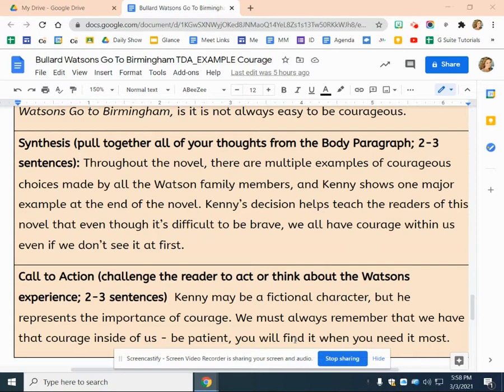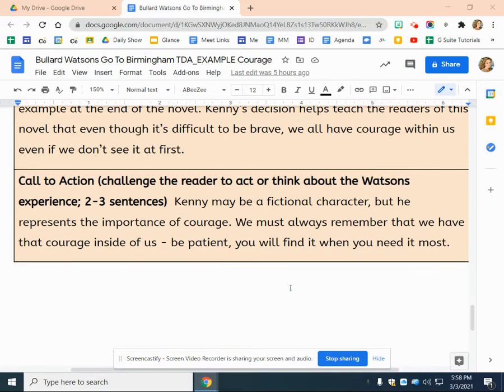All right, this is it. The last 2 sentences, or 3 sentences if you want to. This is called the call to action. And this is a great way to end an argument essay. And what you've been writing is an argument essay. You're trying to persuade your reader to think a certain way, to agree with you on this topic.